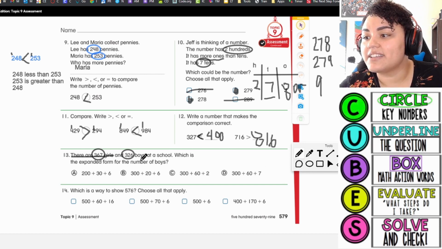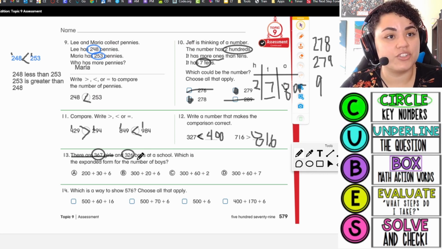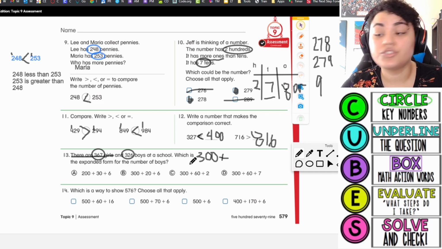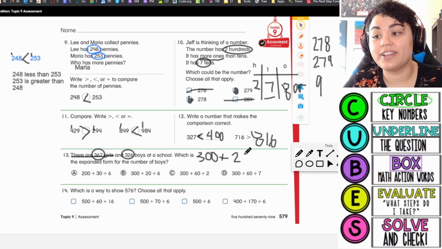So it's asking us what is the expanded form for boys. The expanded form would be breaking this down by place value. How many hundreds in 300? It would be 300 plus how many tens? 2 tens. Do I write a 2? No, I write a 20 because it's 2 tens, the value of 20. Then plus my ones, which is 6.